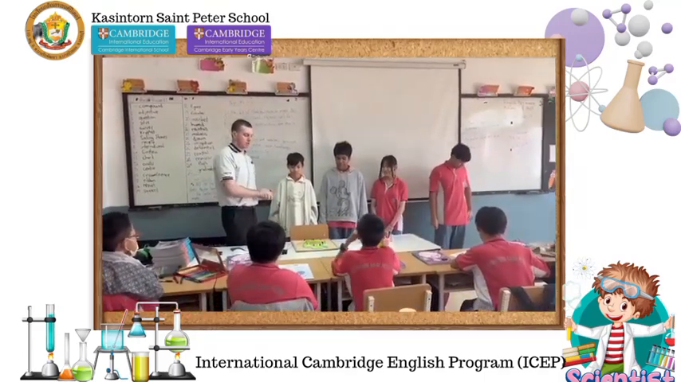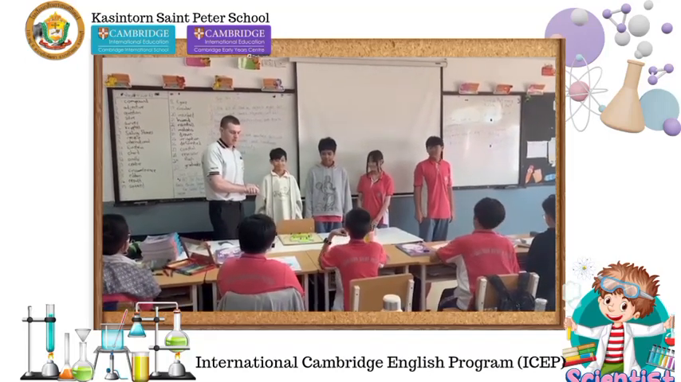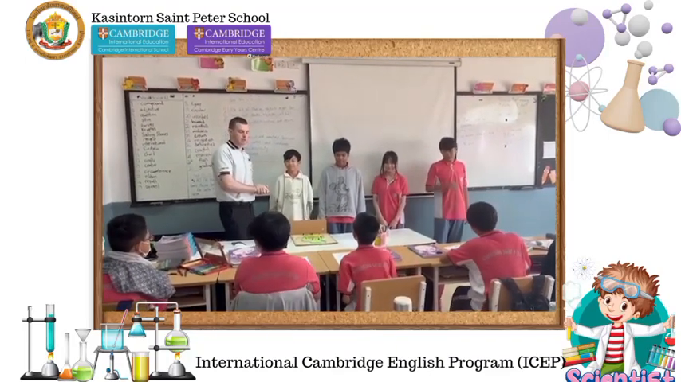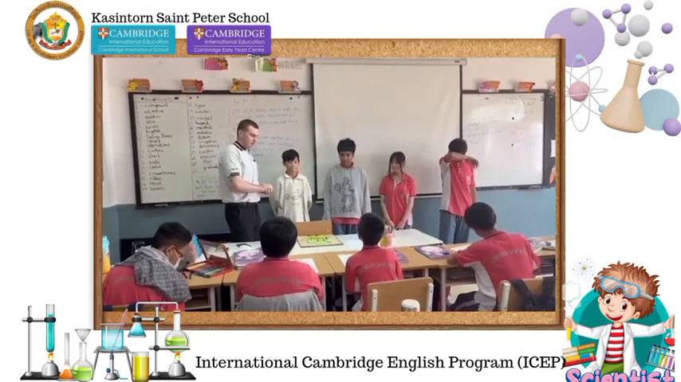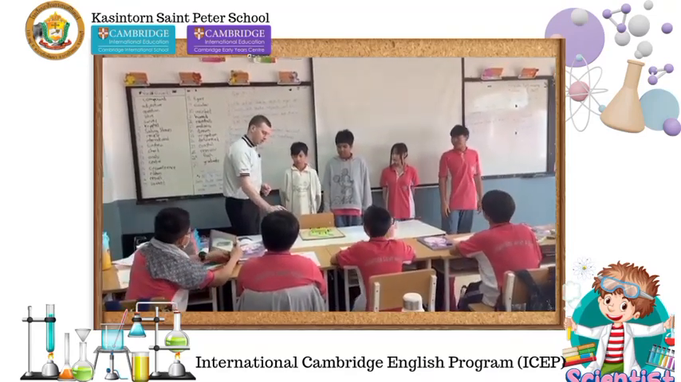Today we are joined by the grade 6 students from 6/4 to show us the different types of electrical circuit that we've been learning about in class. First we are going to talk about the components. What is the name of this component? Battery. This is a battery.